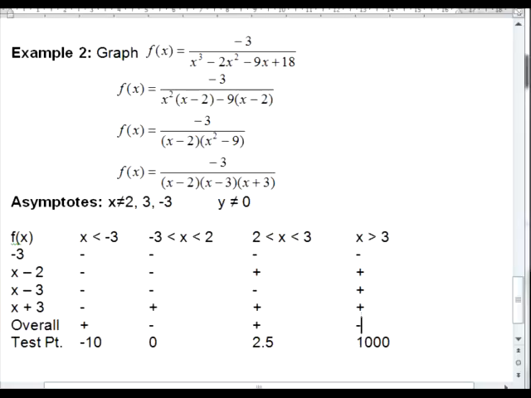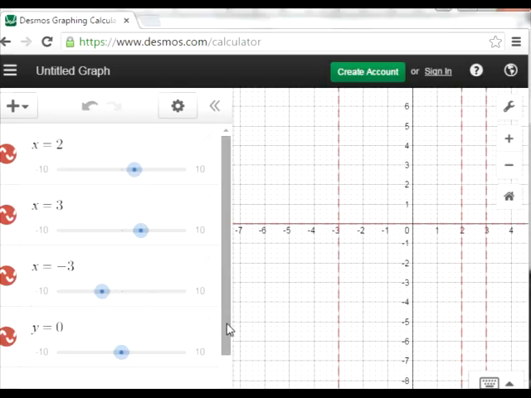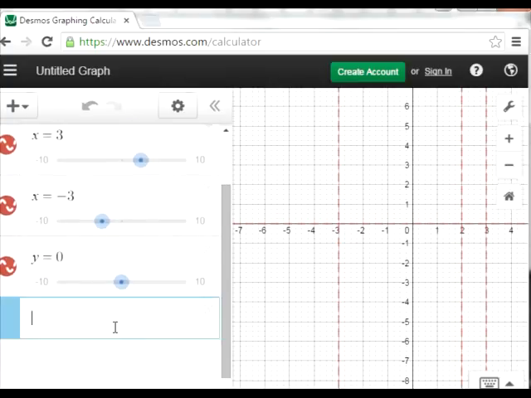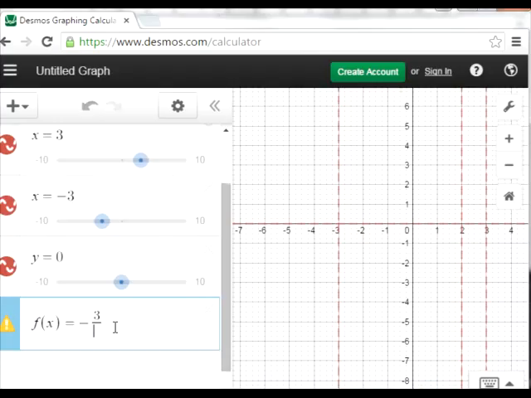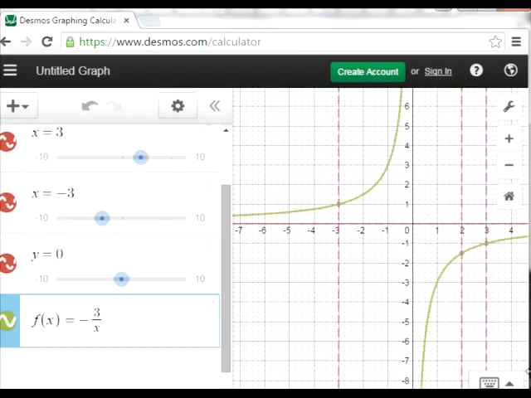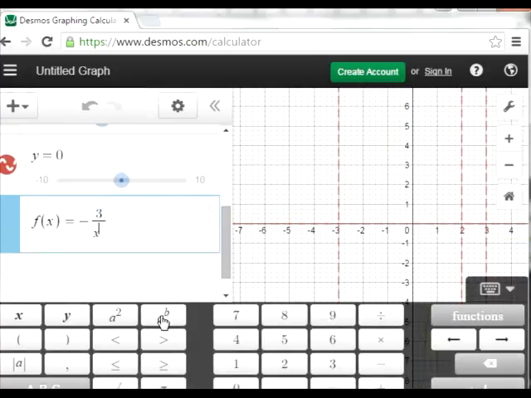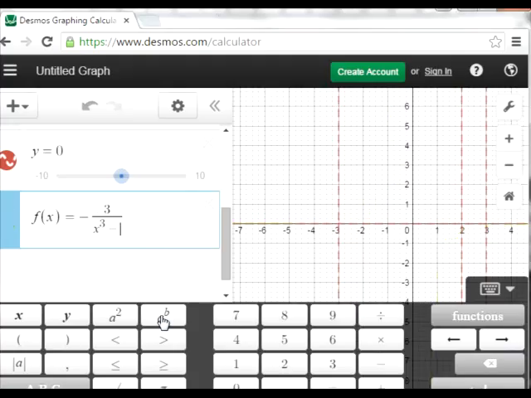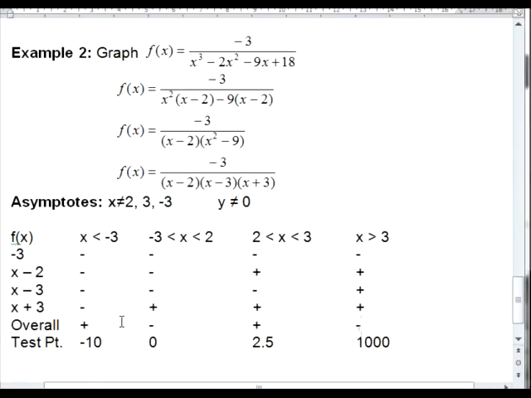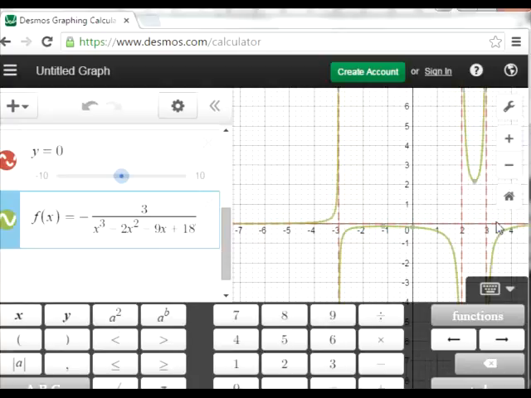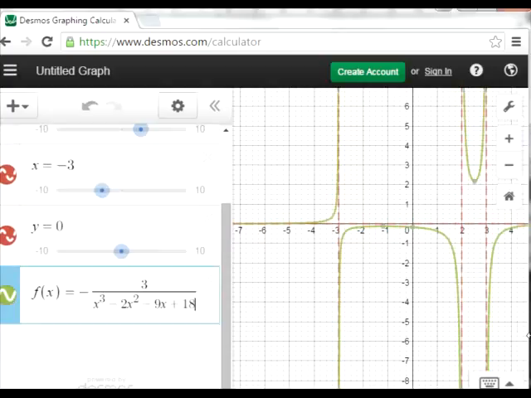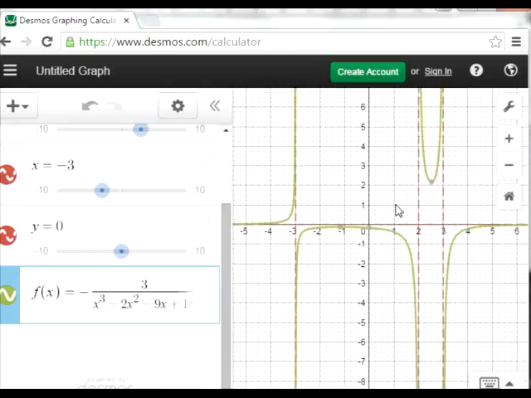And then let's get this graphed up here. The way this should actually look, if I can make a graph here, is f of x equals negative 3 divided by x cubed minus 2x squared minus 9x plus 18. And there we go. Let's make this full screen and we can hopefully see what that looks like. Now, I'm not worried about how high this goes and all that sort of stuff, as long as your graph fits within your domain.